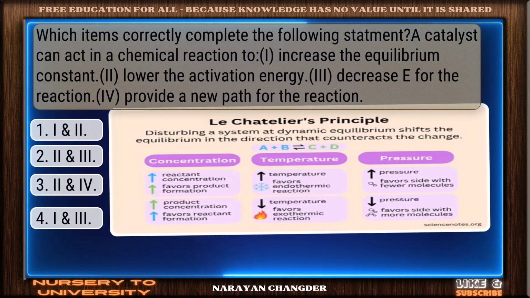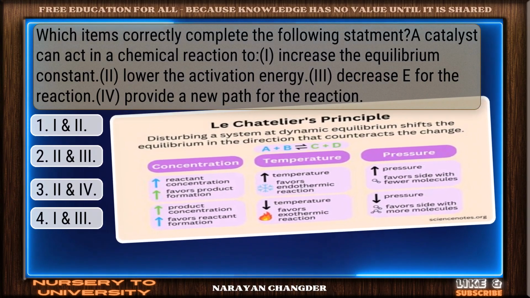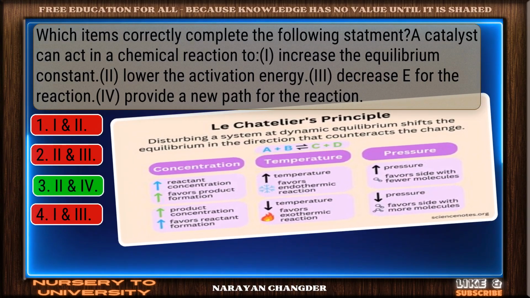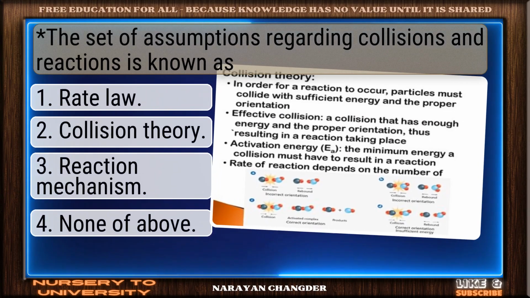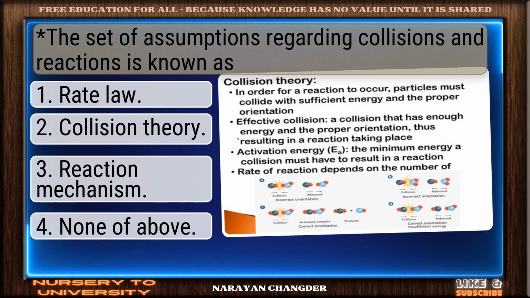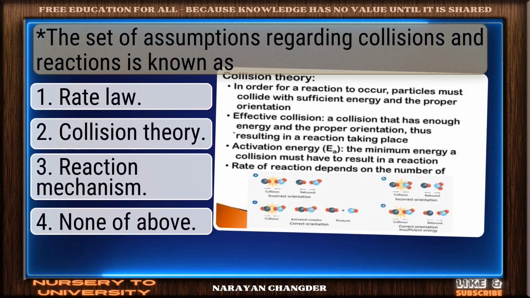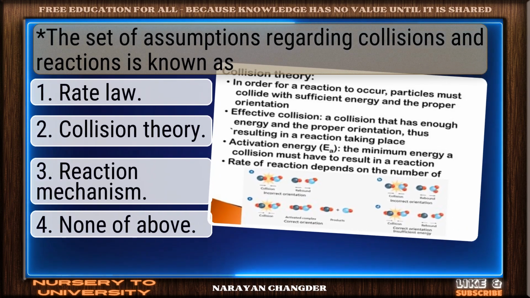Option 1, I and II. Option 2, I and III. Option 3, II and IV. Option 4, I and III. Good job. The set of assumptions regarding collisions and reactions is known as Option 1, rate law. Option 2, collision theory. Option 3, reaction mechanism. Option 4, none of above.